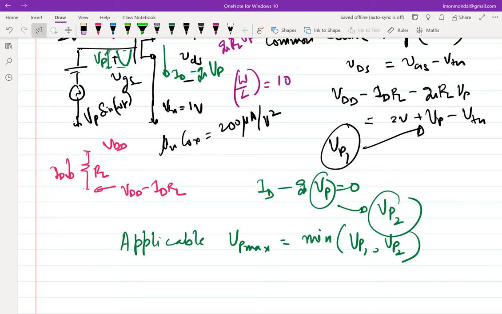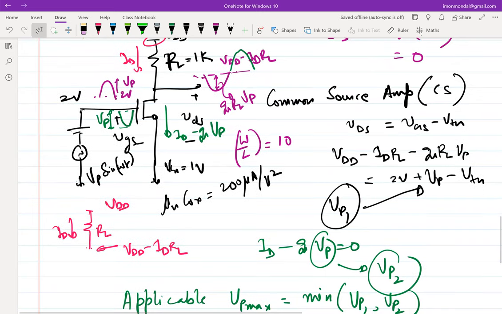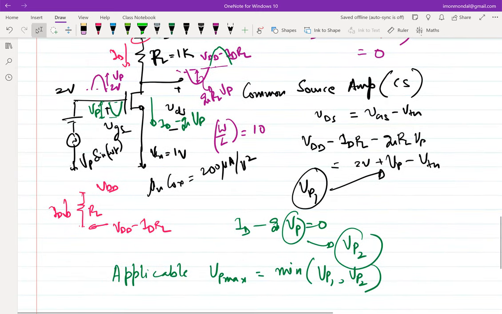Now here comes the role of the designer. When you are designing, you cannot be just satisfied that this is what I got and leave it there. You have to ensure that, while maintaining the gain, you find the maximum sine wave that I can apply, so as to ensure that it neither cuts off nor goes out of saturation. Your system will always work, but it has to work for the maximum amount of input that you have applied. Which essentially means, how will you bias your circuit to ensure that VP1 is equal to VP2? What will be the thought process or the calculation process? What will you do?